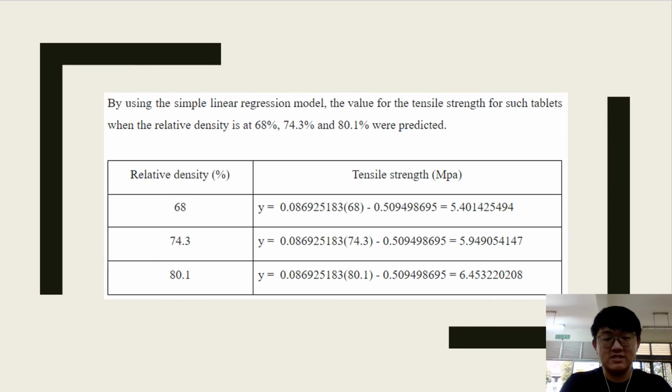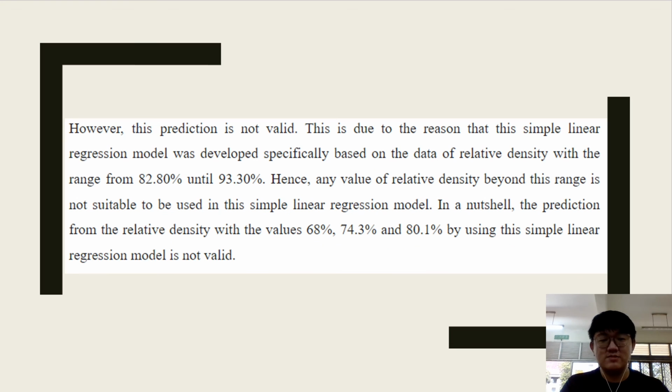Since we have obtained the simple linear regression model, we can substitute relative density with the values 68%, 74.3%, and 80.1% to predict the corresponding tensile strength. Eventually, we obtained that for 68%, the tensile strength is 5.401425494 megapascal. For 74.3%, the tensile strength is 5.949054147 megapascal. And for 80.1%, the tensile strength is 6.453220208 megapascal. However, this prediction is not valid.